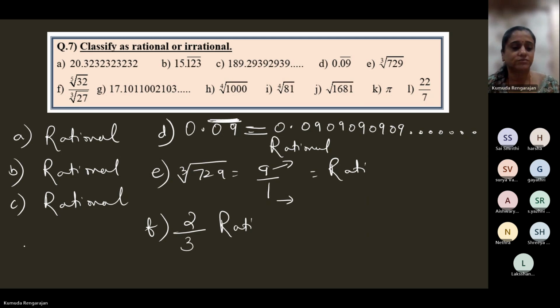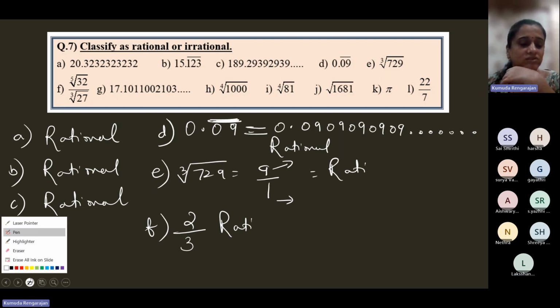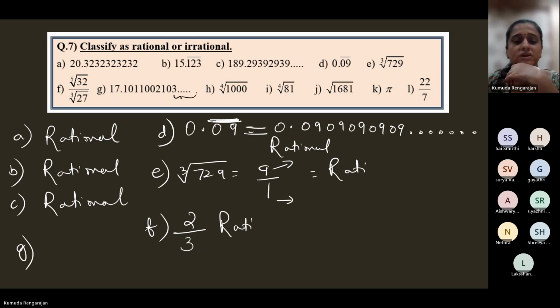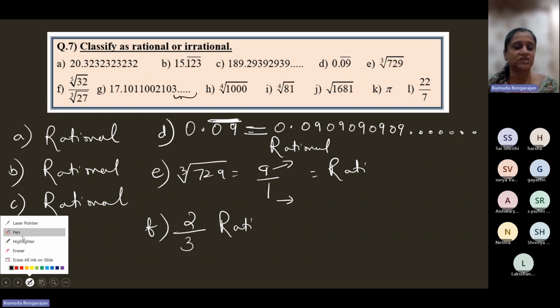What about G? It is irrational, because it is non-terminating, non-repeating. It's non-terminating because you can see the dots here. It's non-terminating and non-repeating because you don't find a pattern in the decimal part. It's 1011002103. You don't see a pattern there. So it's non-terminating, non-repeating, which makes it irrational. G is irrational.